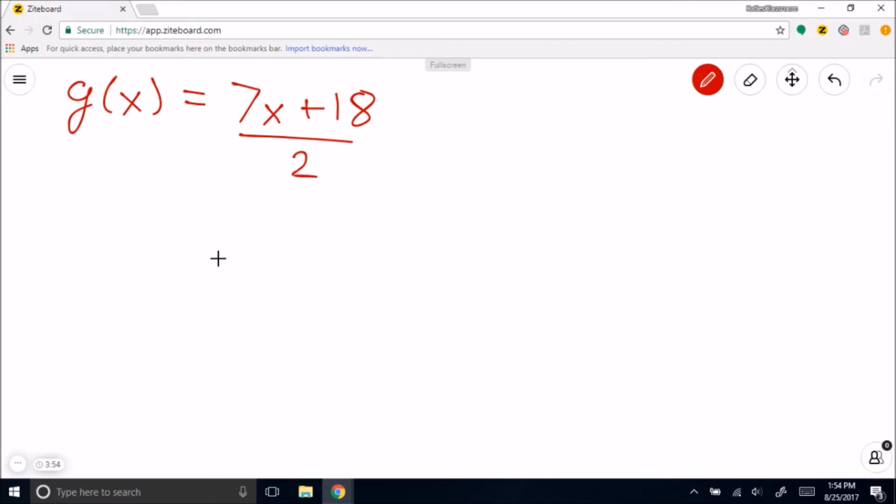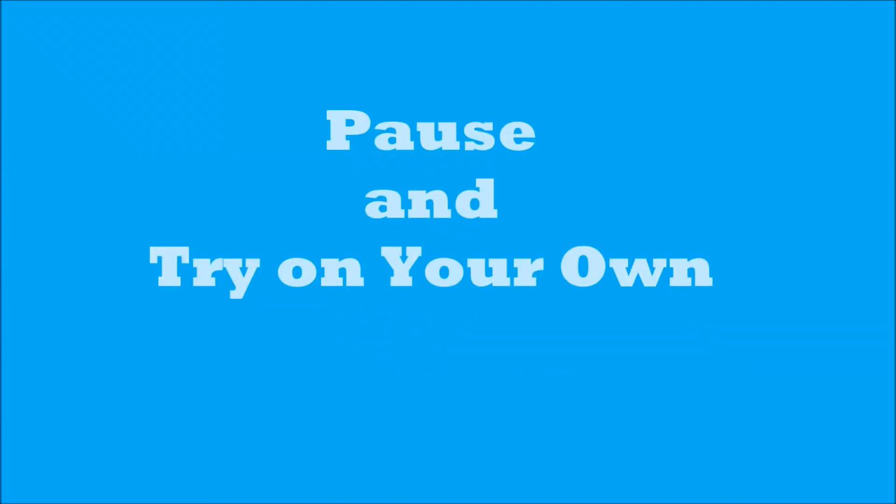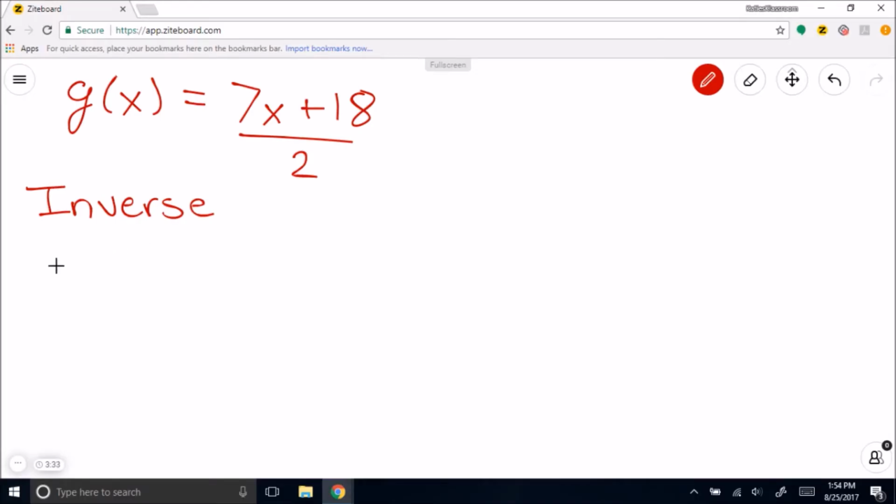Here is example number 3. I would suggest that you take this problem and try to find the inverse function on your own. So go ahead and pause the video, work this out, and come back and see if you got the correct answer. I will do this one quickly.